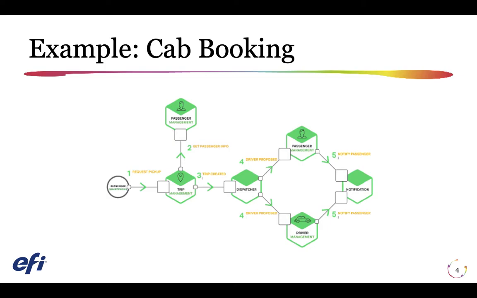Let's take a look at a cab booking example. A passenger requests a cab via a smartphone. This request goes to a trip management service, which then verifies that the passenger account is active by sending a request to the passenger management service. Once the account is verified, the trip management service creates a trip and notifies other services, including the dispatcher, which locates an available driver. Once the driver is allocated, a notification is sent to the passenger about the same.